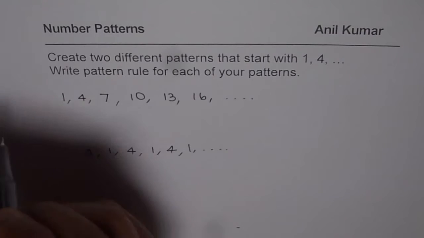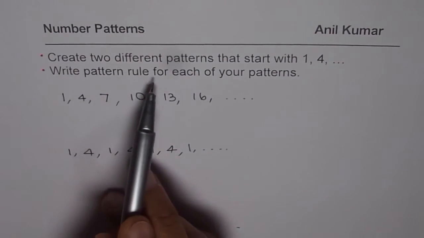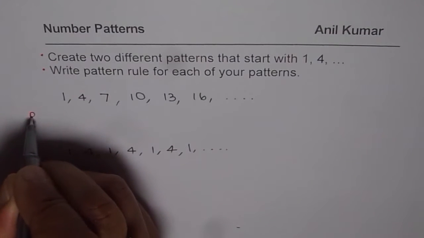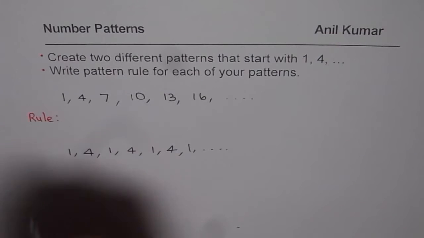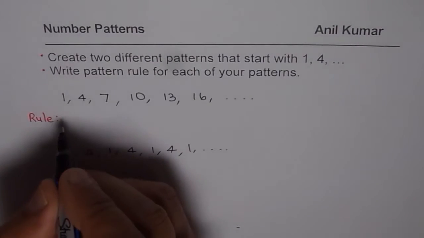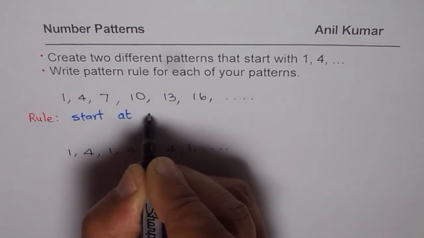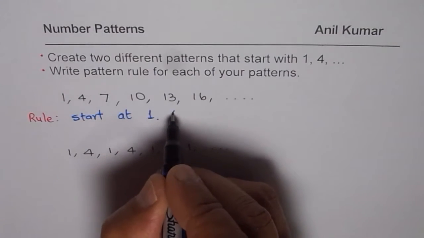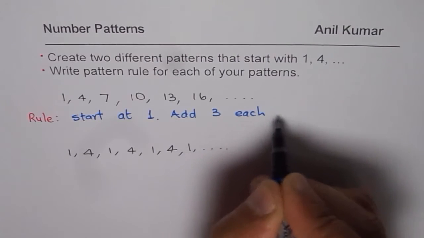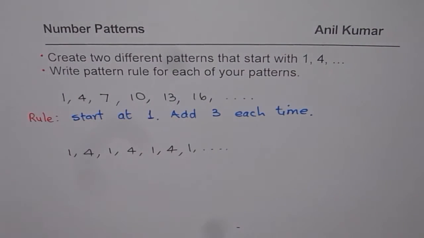Now let's go to the second part. So we have done the first one. Now the second one is, write a pattern rule for each of your patterns. So let's write down the pattern rule for this. So what is the rule here? The rule in this case is start at 1, and then what do we do? Add 3 each time. So that is how the pattern continues.